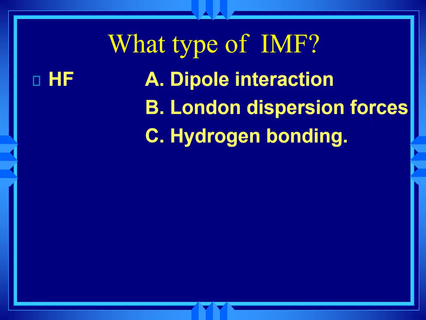So making those decisions. So HF, what kind of intermolecular force would HF have? Say, it's not fair, Mr. Green, I don't have an electronegativity table. I'll give you some electronegativities. H, 2.1. F, 4.0.